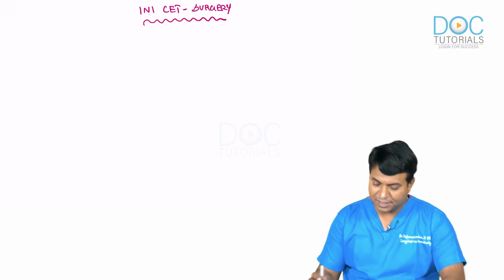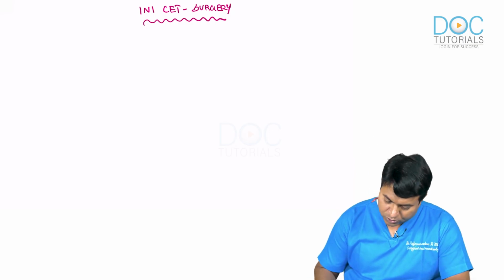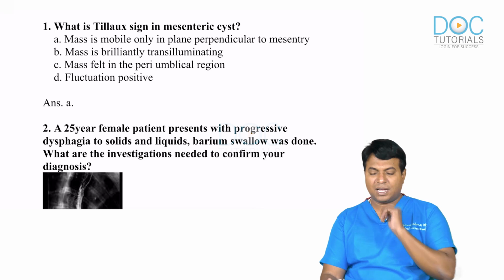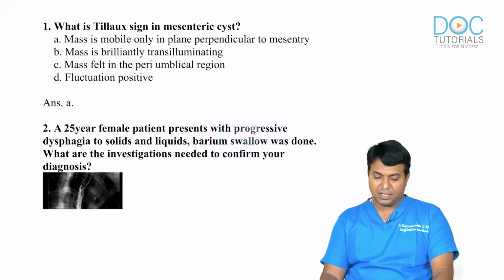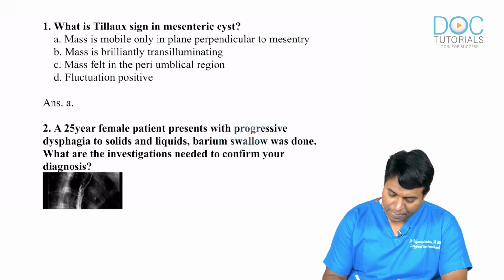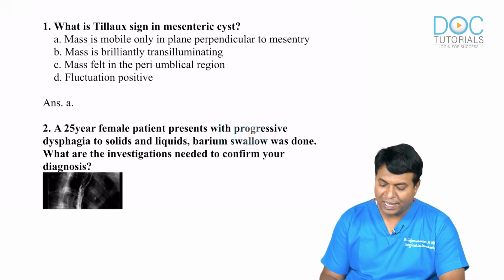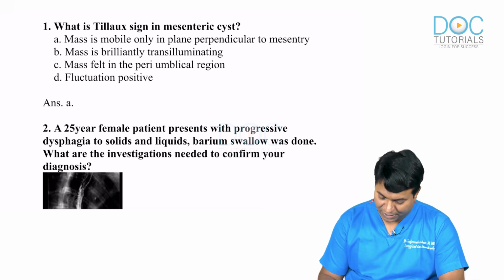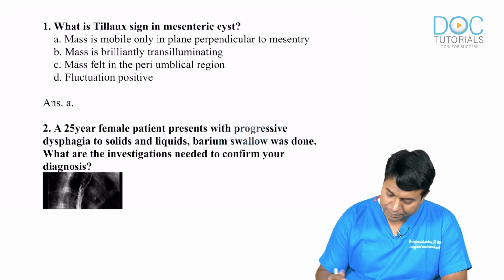So, in the common entrance surgery session, one by one I am going to discuss the various questions. First question, what is the Tilloch sign in mesenteric cyst? Very simple, straightforward question. The answer here is A: mass is mobile only in perpendicular plane to mesentery. Let me explain what this is.